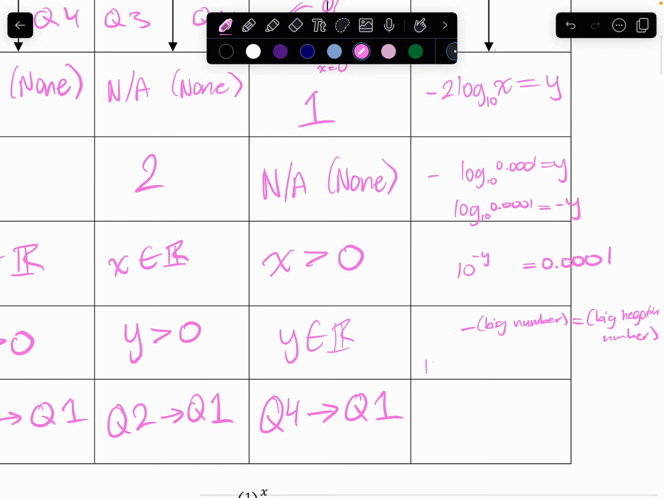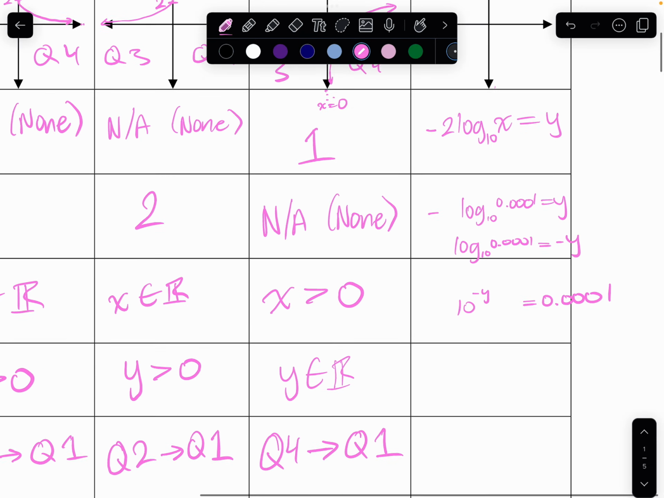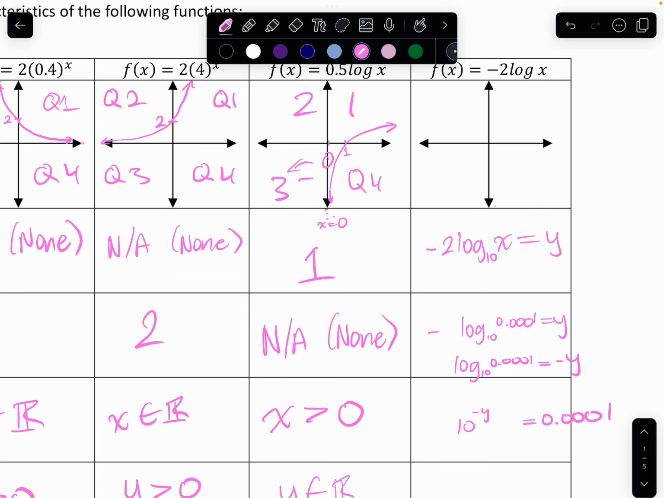And we know that 10 to the power of something, being a smaller number, it has to be the power of big negative number, right? As we were just talking about. So y has to be a big positive number, which means when x is really, really small and close to 0, y is a big positive number, so it's up here.